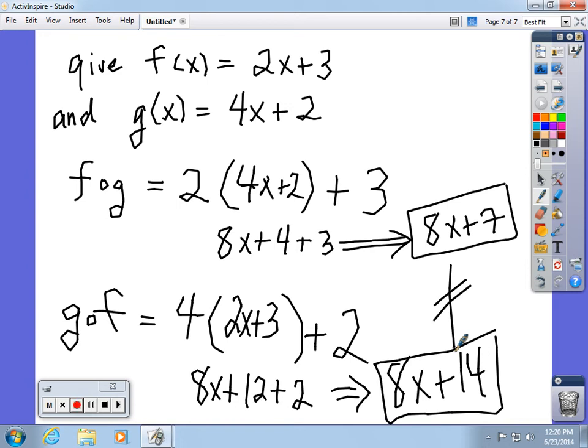It's just plug and chug, plug and chug. Now, what I wanted to cover today was plugging and chugging and finding your f of x, f of 2, f of 3. But I'll have to wait and go over that Wednesday because of the computer situation.